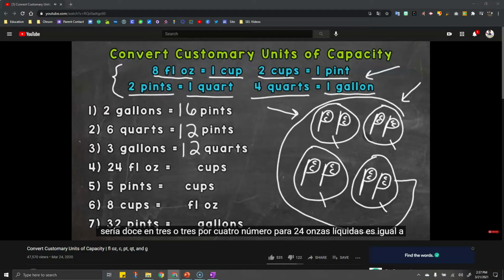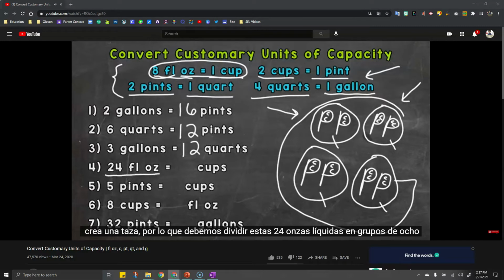Number 4, 24 fluid ounces equals how many cups? So if we take a look up here, we know that 8 fluid ounces creates 1 cup. So we need to split this 24 fluid ounces into groups of 8. Each one of those groups of 8 is a cup. So we need to do 24 divided by 8. And that's going to give us 3 cups.